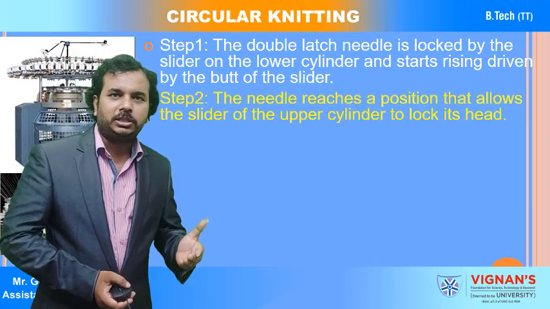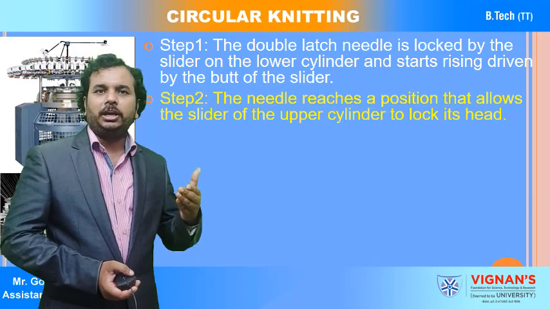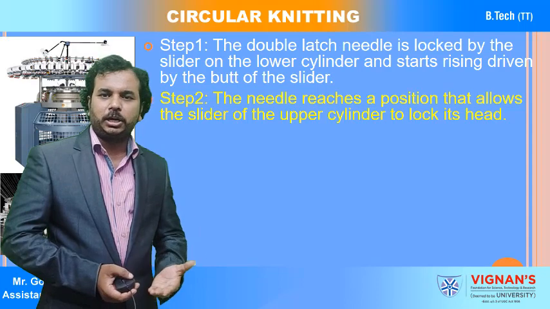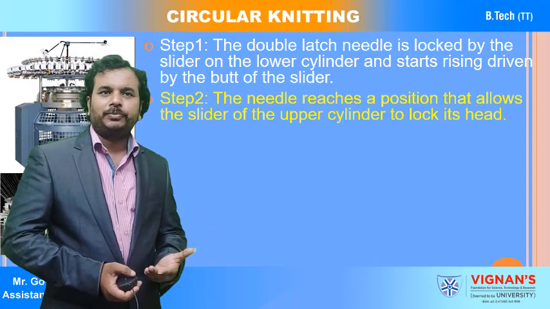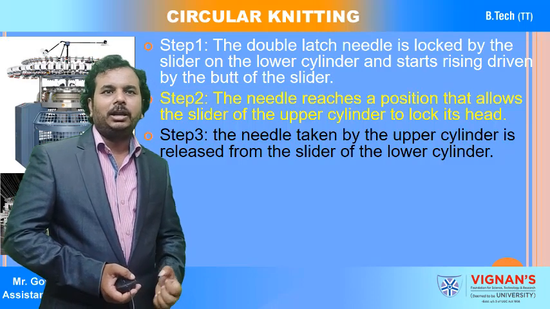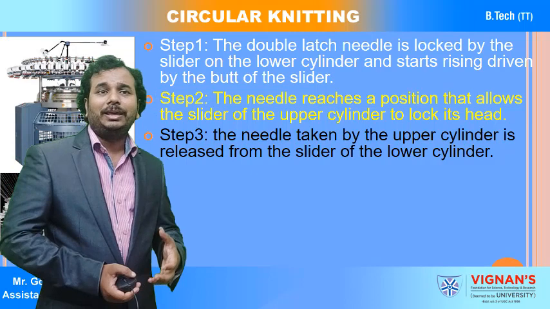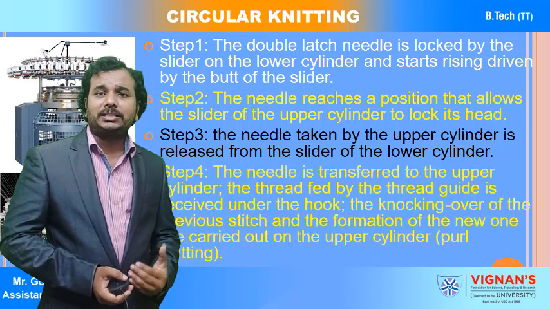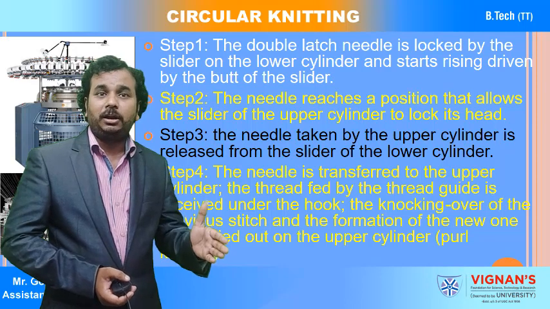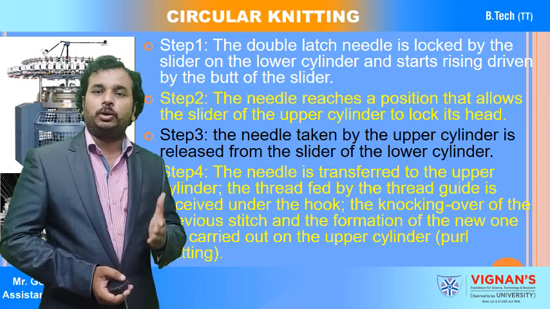This is the second step. The needle reaches a position that allows the slider of the upper cylinder to lock its head. After locking, the needle taken by the upper cylinder is released from the slider of the lower cylinder. Then the needle is transferred to the upper cylinder. The thread fed by the thread guide is received under the hook.